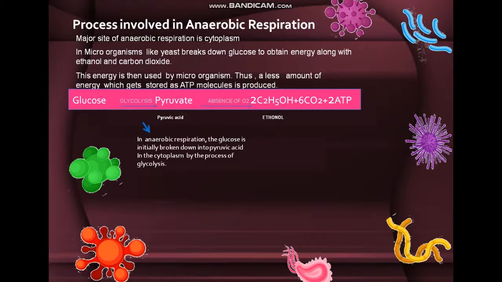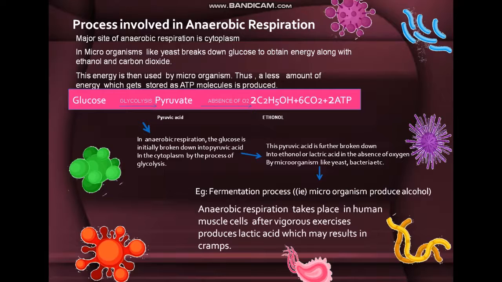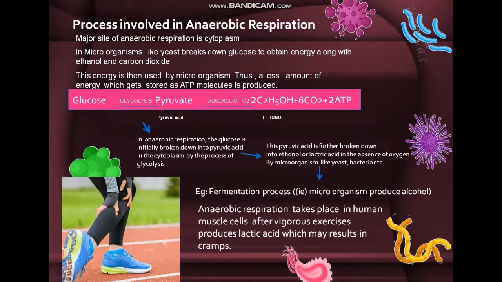Glycolysis: in anaerobic respiration, glucose is initially broken down into pyruvic acid in the cytoplasm by the process of glycolysis. Again, pyruvic acid is further broken down into ethanol or lactic acid in the absence of oxygen by microorganisms like yeast, bacteria, etc. Example: the fermentation process, that is, microorganisms produce alcohol. Anaerobic respiration takes place in human muscle cells after vigorous exercise and produces lactic acid, which may result in cramps.